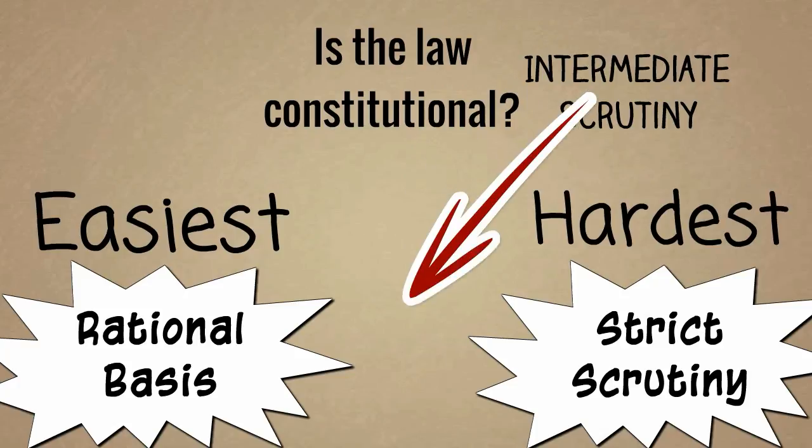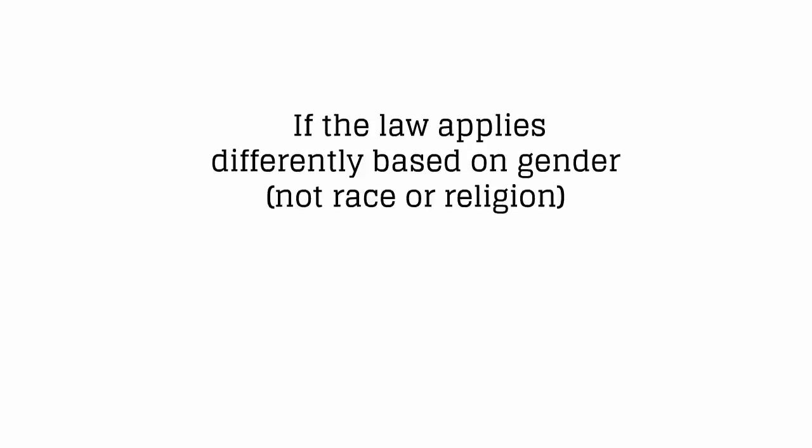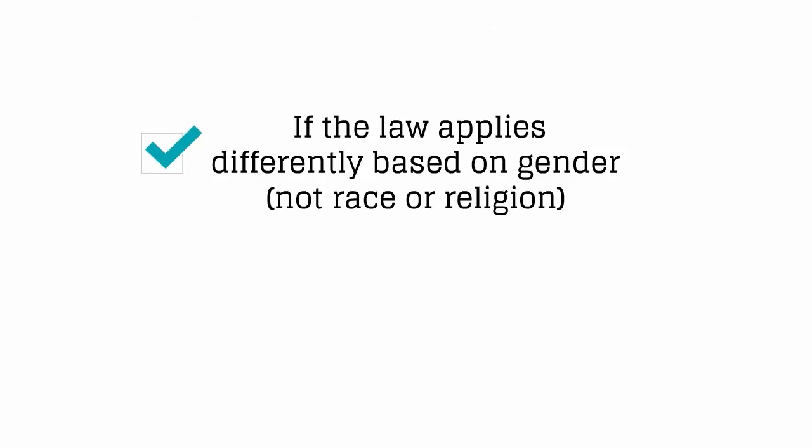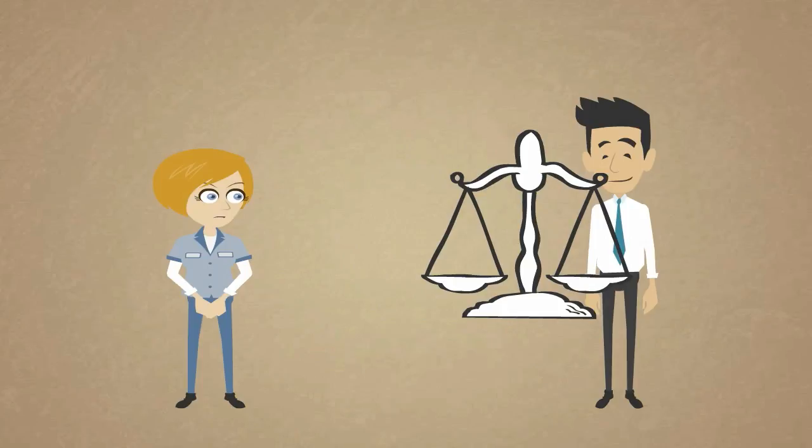Intermediate scrutiny is a less difficult test for the government than the strict scrutiny test, but it's still a more challenging test than the rational basis test. One situation where courts may apply intermediate scrutiny is where a law discriminates based on gender. A law which applies differently depending on whether a person is male or female may be subject to intermediate scrutiny.